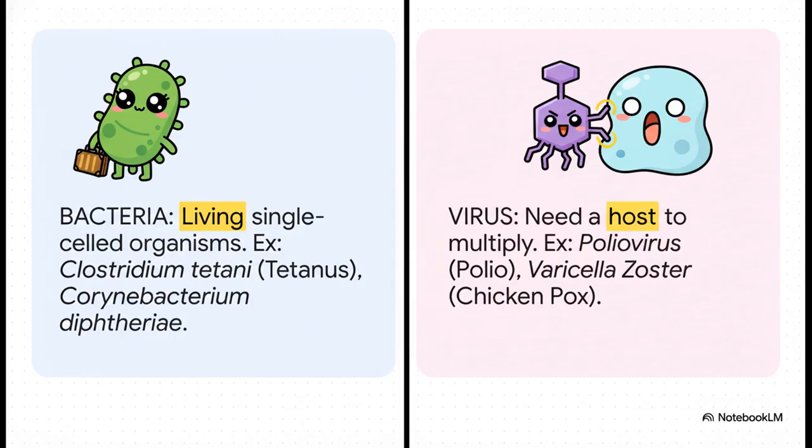Well, think of bacteria, like what causes tetanus, as tiny, independent critters. They're living, single-celled organisms that can survive on their own. Viruses, though, they're different. Things like polio or chickenpox are more like microscopic hijackers. They can't do anything until they invade a living host cell and take over its machinery to multiply. And this difference is absolutely crucial. It's why antibiotics can knock out bacteria, but they're completely useless against a virus.